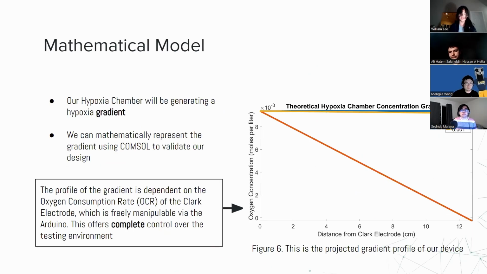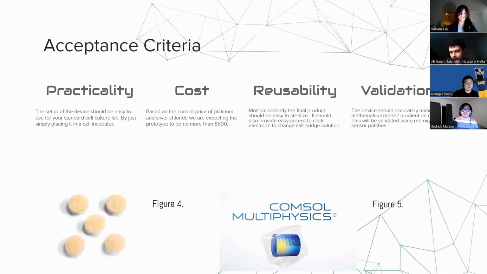Now, the reason why we do this is that since we have oxygen at high concentration on one side through passive diffusion through the atmosphere, and since we have a Clark electrode on one side consuming oxygen, this establishes a gradient throughout the cell culture chamber, and depending on where the cells sit in the chamber, they can exhibit different behaviors. Now, how we will validate this is through our mathematical model, both in MATLAB and in COMSOL, as well as cross-referencing it to what we see in real life. Now, I'll be passing this on to our software lead, Cedric Milano.